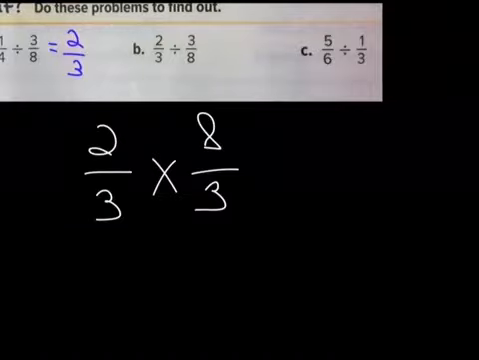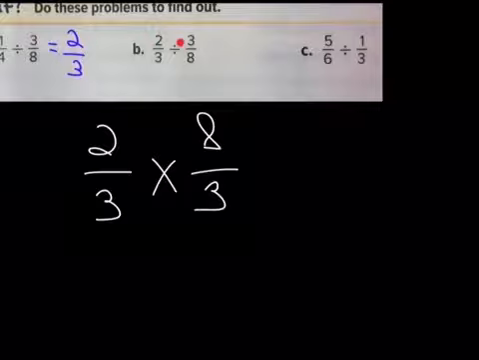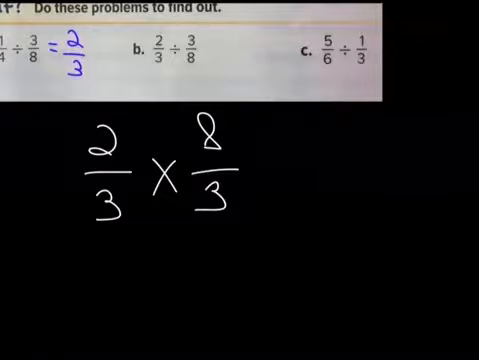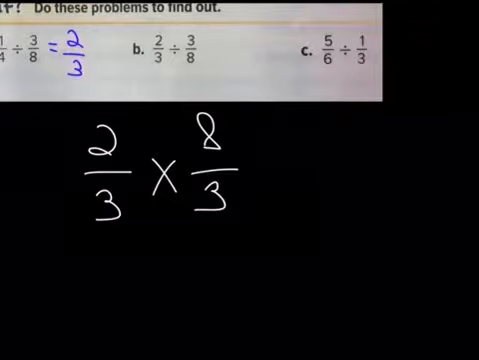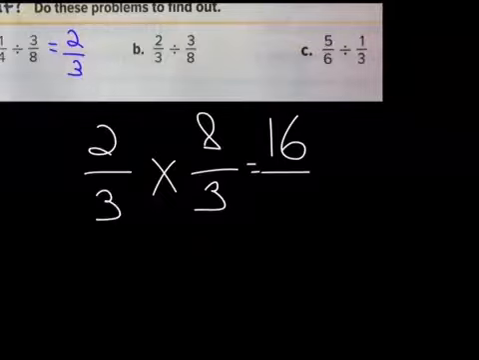Okay, let's try B. For B, we now have 2/3 of a whole, and we want to see how many 3/8 there are in 2/3 of a whole. Okay, I changed to multiplication and inverted the second fraction. Okay, the reciprocal. Now, can I cross-reference? Unfortunately, I can't. So I just go right ahead and multiply, 16 over 9.